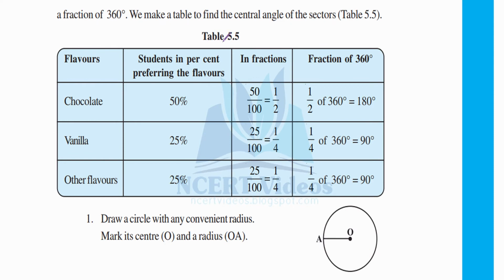So let's visualize table 5.5. We have categorized under 4 columns, namely flavors, which were chocolate, vanilla, and other flavors. Now students' percentages were 50% of the students love chocolate flavor, 25% vanilla, and other flavors by 25%. We are just representing in terms of tabular representation. Now in fractions, we need to find fractions because fractions help us in determining a particular quantity with respect to the total quantity.